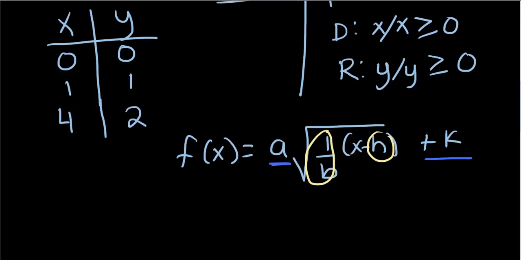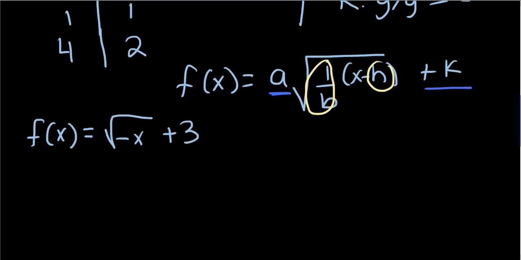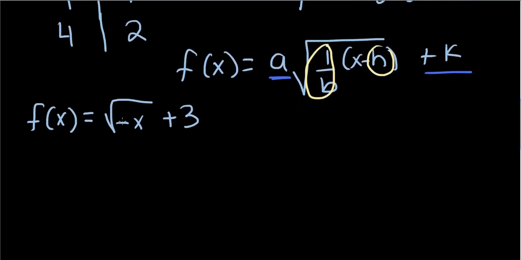So let's get to work. We're going to start with f of x equals square root of negative x plus 3. So here I have two transformations. First I have the negative x, which is this number, and we have the 3 that is going to be affecting the y.